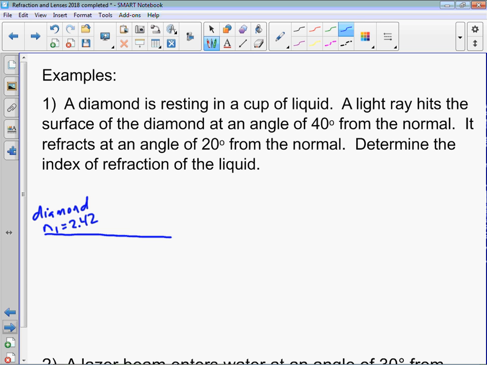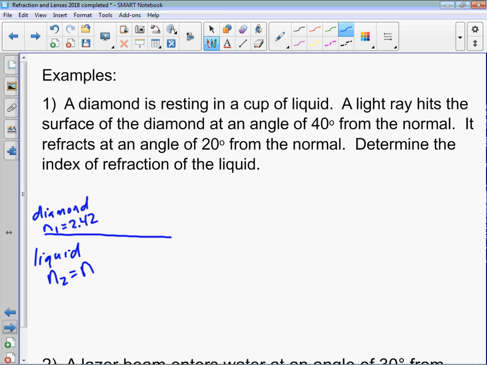The only one that I wouldn't normally give you is air, where n equals 1. And then you have liquid, the unknown liquid, where n, we'll call that n2, and we'll just call that n. We'll just say we don't know what that is, so we'll just call it n. We could have called it x or whatever.